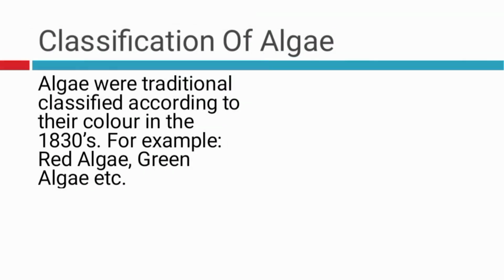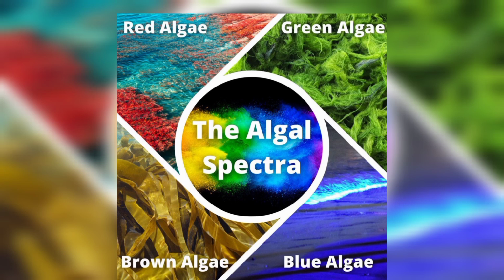First is the classification of algae. Algae were traditionally classified according to their color. For example, you will find people saying brown algae, green algae, red algae. That was basically because of the kind of color that they have.